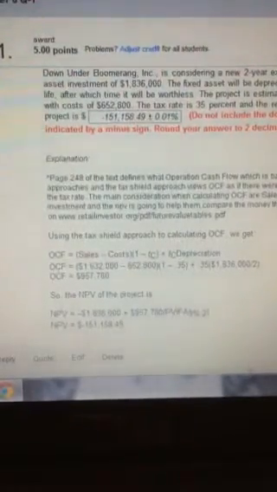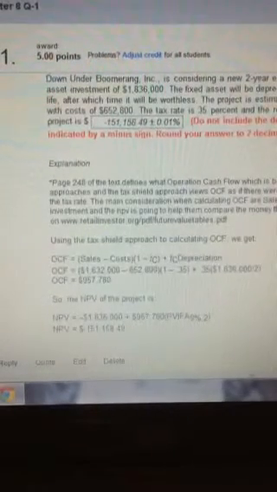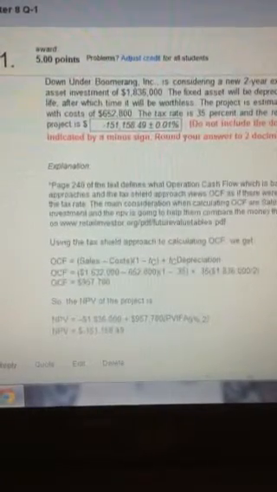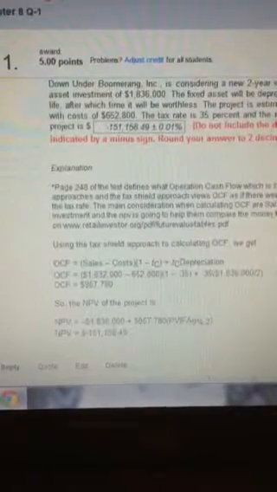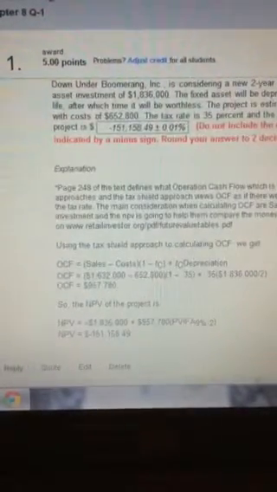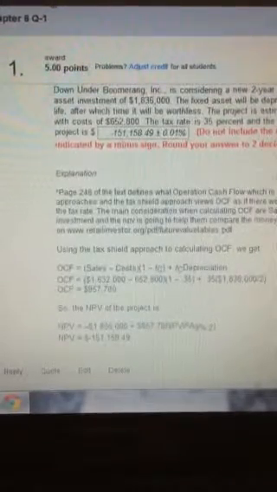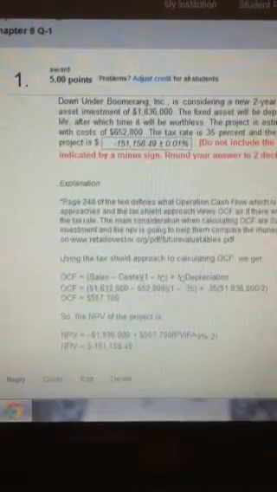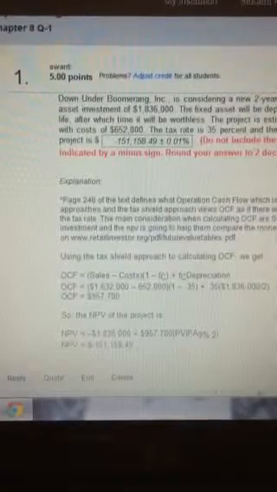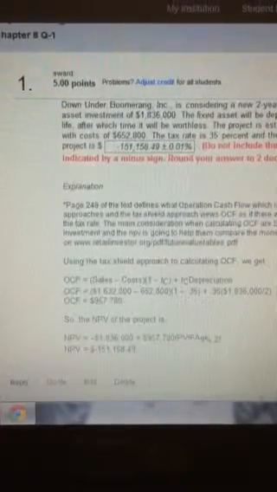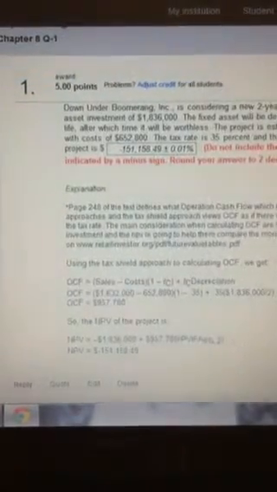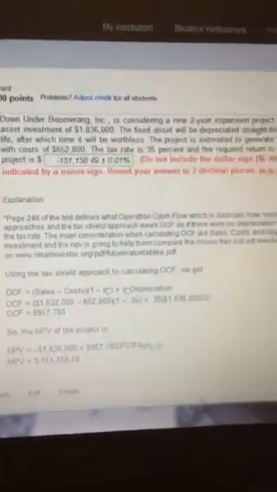it is Down Under Boomerang is trying to invest in a project and they're trying to figure out if they're going to make any money, the difference between what they put in now and what they're going to get at the end of the project, if it's worth taking this project. And so the fixed asset investment is worth $1.8 million. They're thinking it's going to take about 2 years to do this project. Depreciation is straight line. It's going to generate $1.6 million with a cost of $652,000. Tax rate is 35%, and required rate of return is 9%.